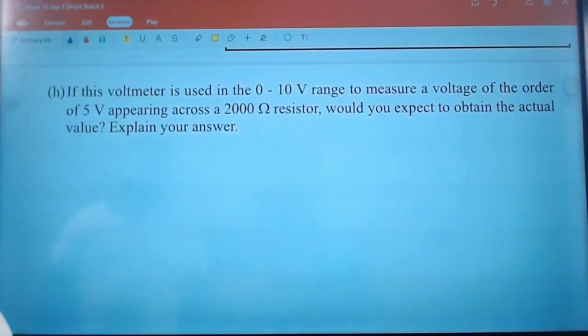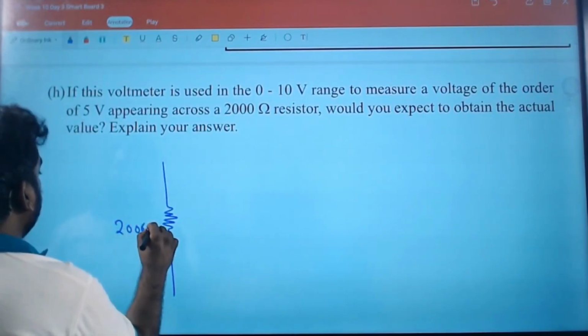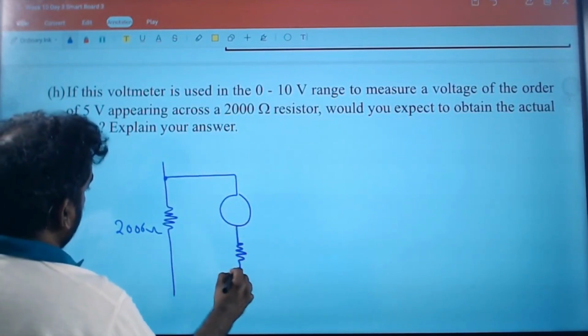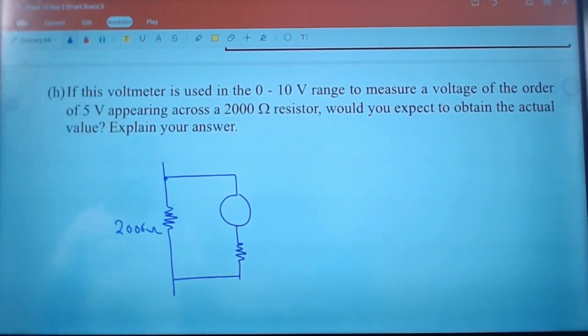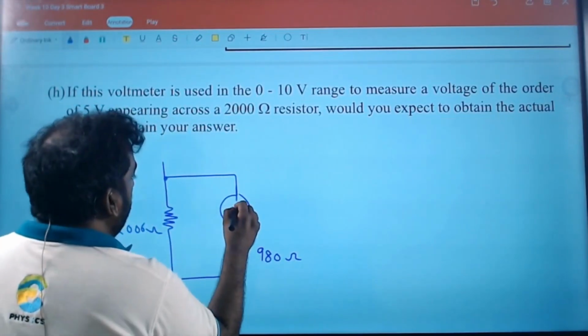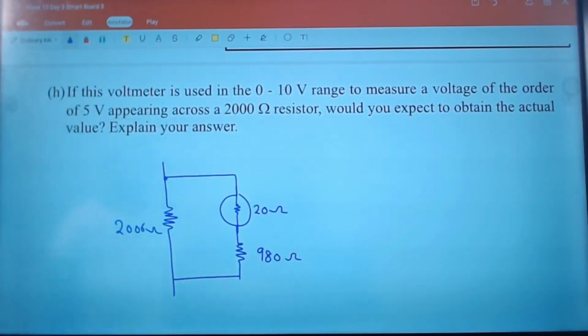If this voltmeter is used in a 0-10 volt range to measure a voltage of 5 volt appearing across a 2000 ohm resistor, would you expect to obtain the actual value? Now here there is a 2000 ohm resistor. You connect the voltmeter here. 0-10 volt means 980 ohm plus 20 ohm. Will you actually obtain the correct answer?